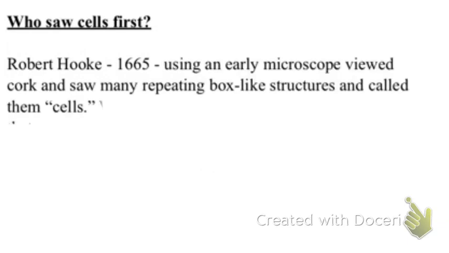So who saw cells first? A gentleman by the name of Robert Hooke in 1665. He was using an early compound microscope and viewed cork, like what they stop wine bottles up with. It's from a tree, and he saw many repeating box-like structures, and he called them cells. If you're the first one to see it, you usually get to name it, so the name cell stuck.